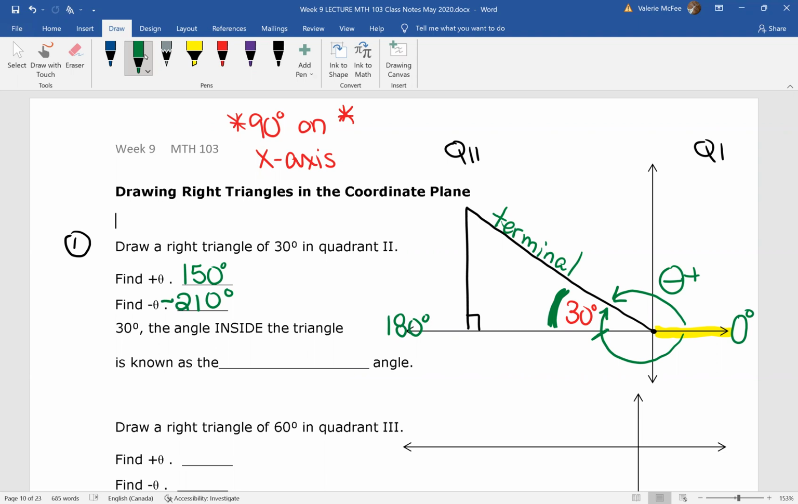Notice that if we find the absolute value of 150 degrees plus the absolute value of 210 degrees, it should always equal 360 degrees, because together, positive theta and negative theta form an entire revolution. 30 degrees, that angle inside the triangle, is known as the reference angle. Let's try another triangle.